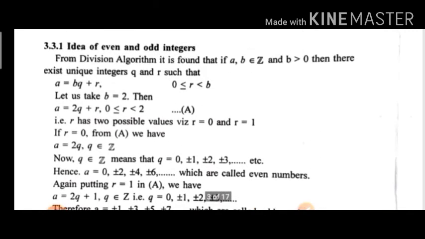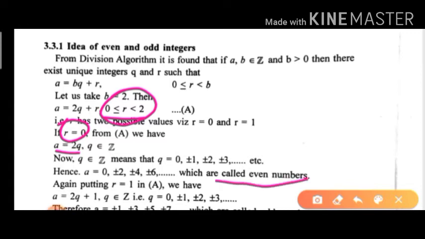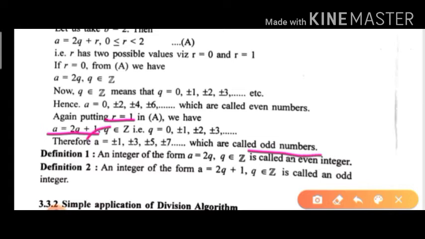Now if you see a is equal to bq plus r, if you take b equal to 2, in general maths we have done that r will be less than 2. When r equals 0, a is equal to 2q, that means they are even: 0, plus minus 2, plus minus 4, plus minus 6 and so on. And when r equals 1, a is equal to 2q plus 1. These will be the odd numbers: plus minus 1, plus minus 3, plus minus 5, plus minus 7.